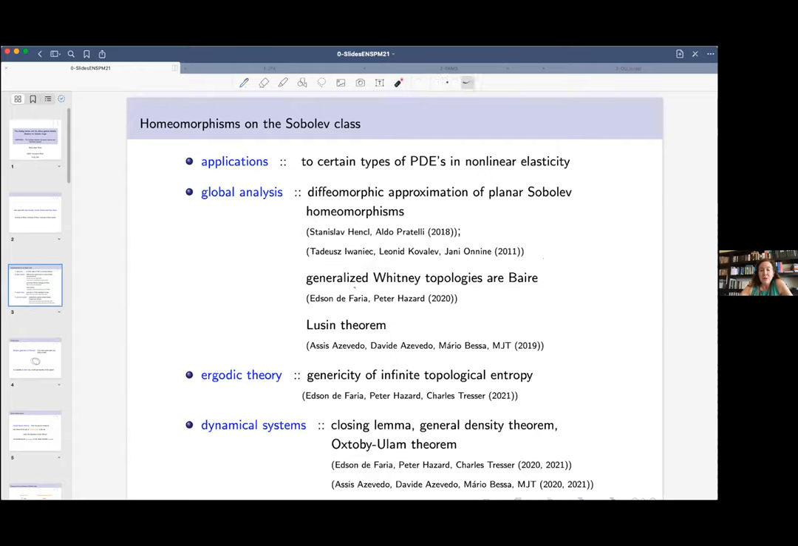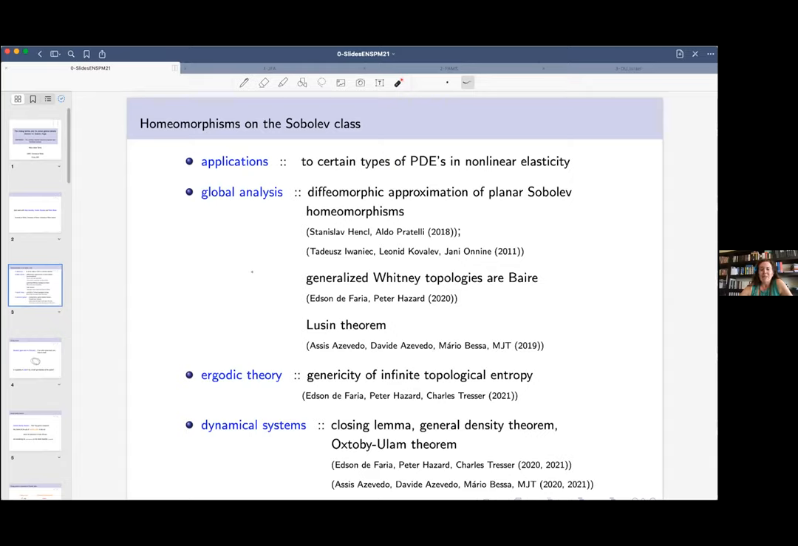In particular, the planar Sobolev approximation problem was solved by Iwaniec, Kovalev, and Onninen for the case of p strictly between 1 and infinity, and the important case p equal to 1 was solved by Hencl and Pratelli. And I think that you will have the pleasure to hear about this in the last talk of this session.